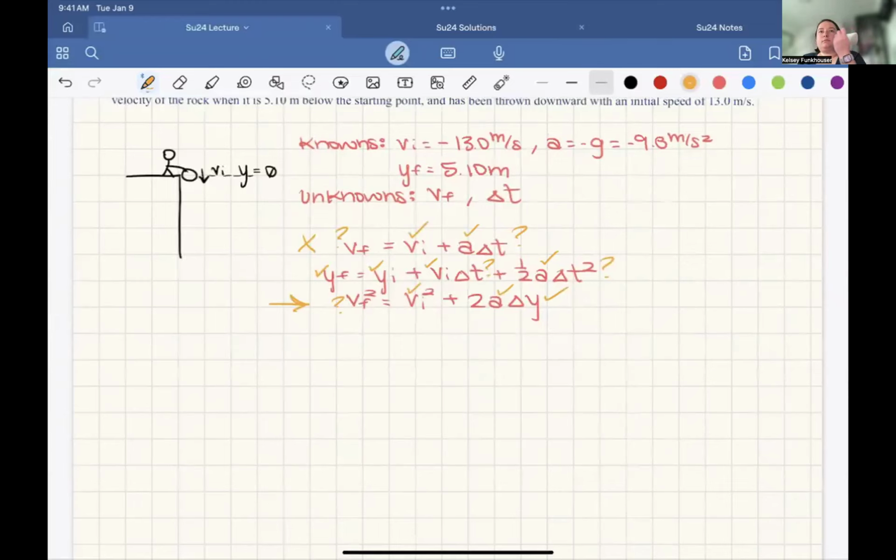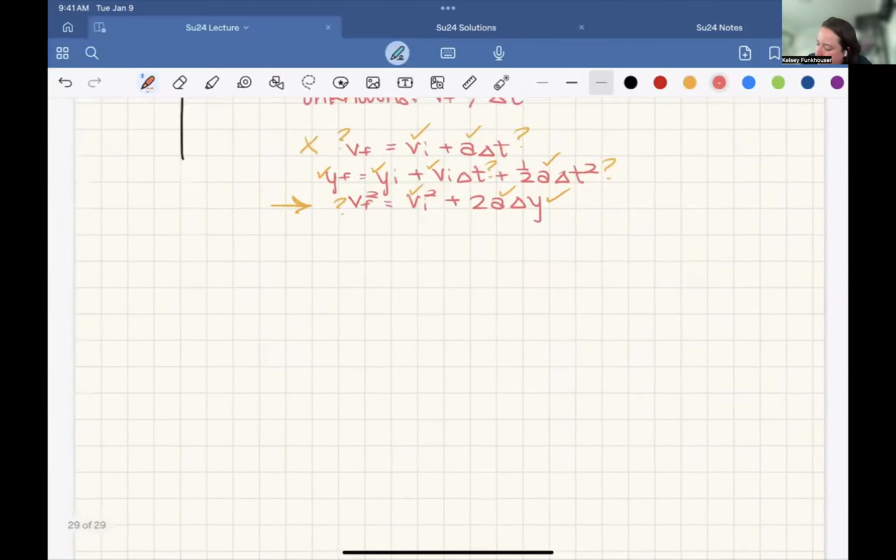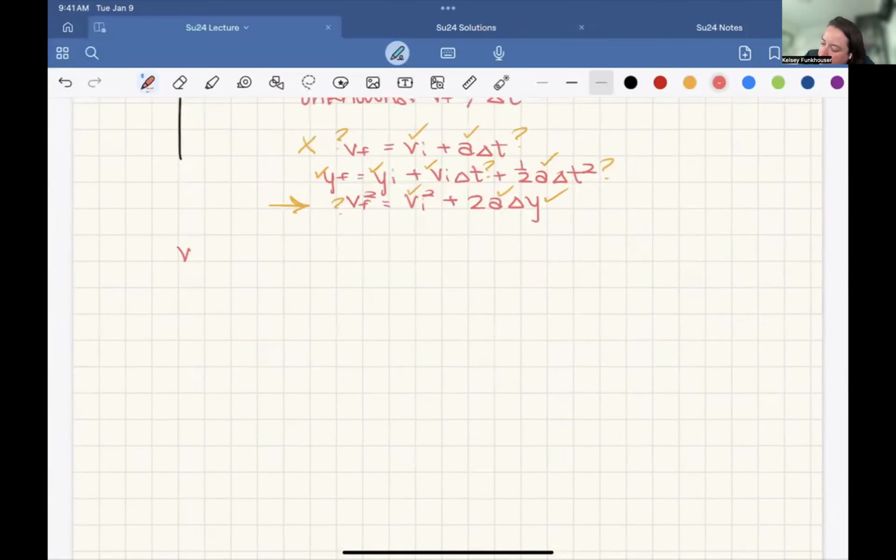And we're just looking for that final velocity. So the only thing we need to do is take the square root of both sides. So we're just going to take the square root of everything. And we get v final equals the square root of v initial squared plus 2 times acceleration times the displacement. Okay, and we can plug things in.